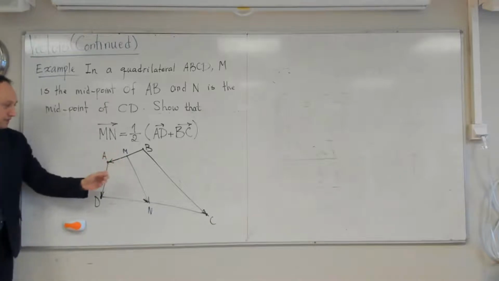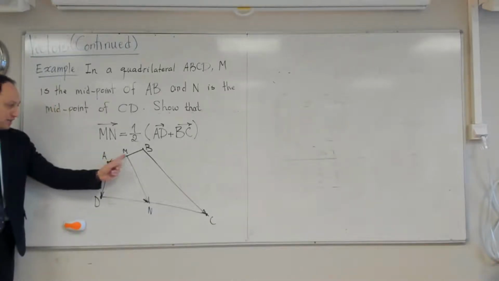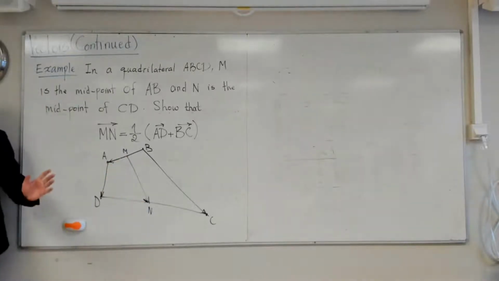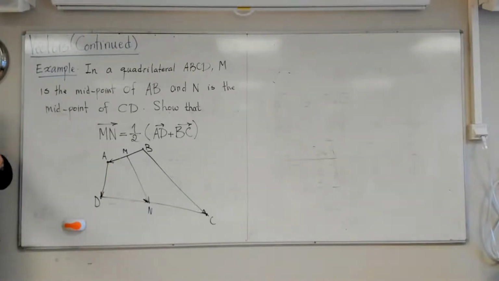Do you agree with me in 1 second after I finish? MA plus AD plus DN is MN? Yes. Is that understandable? If not, please ask me. There is only one reason that you don't understand it, because you have forgotten.